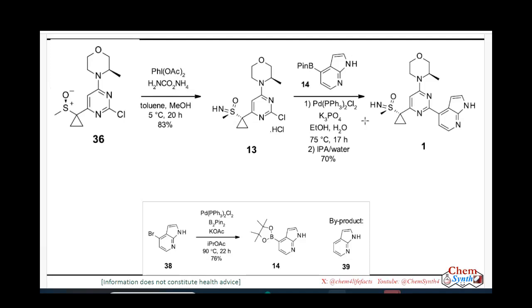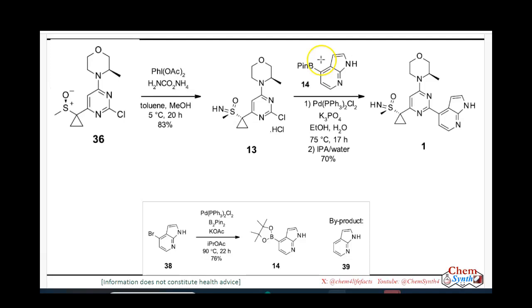Now to convert this sulfoxide into the sulfoximine, they performed a hypervalent iodine reagent mediated oxidation. They used phenyliodine diacetate as the oxidizing agent and ammonium carbamate as the nitrogen source. They used toluene as the solvent and methanol as the co-solvent. And after isolating that product, they treated it with HCl in IPA to get the HCl salt of this molecule.